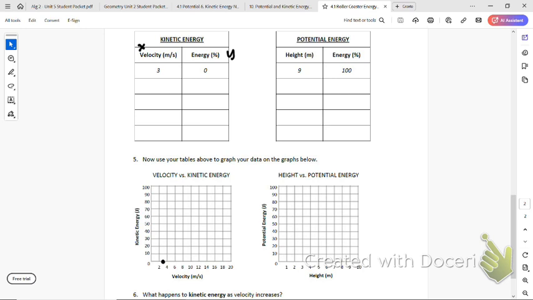Same idea for potential. Height is your X value. Energy is your Y value. 9 and 100. So over and then up before you put your point on the graph. And then once you're done with that, they ask you a couple questions about your graphs. And that's all you need to do for this one.